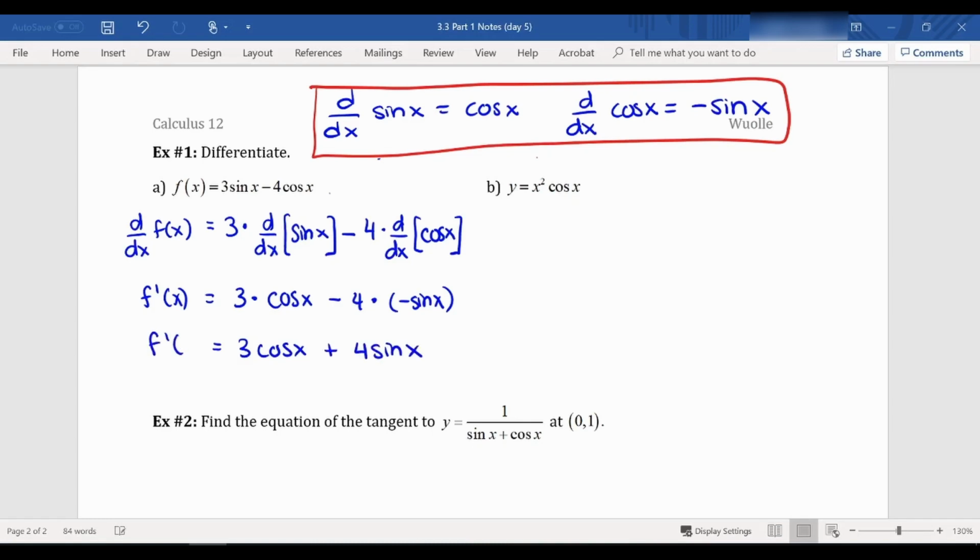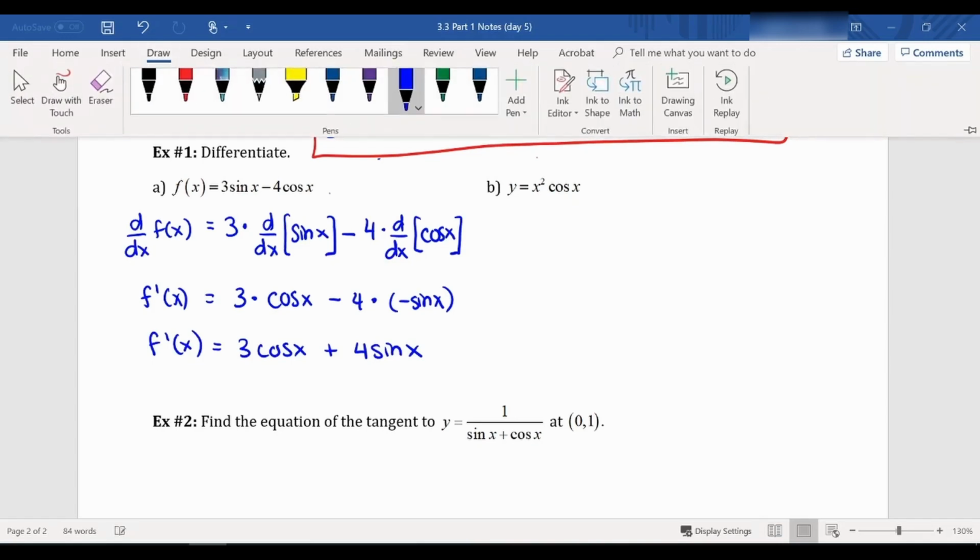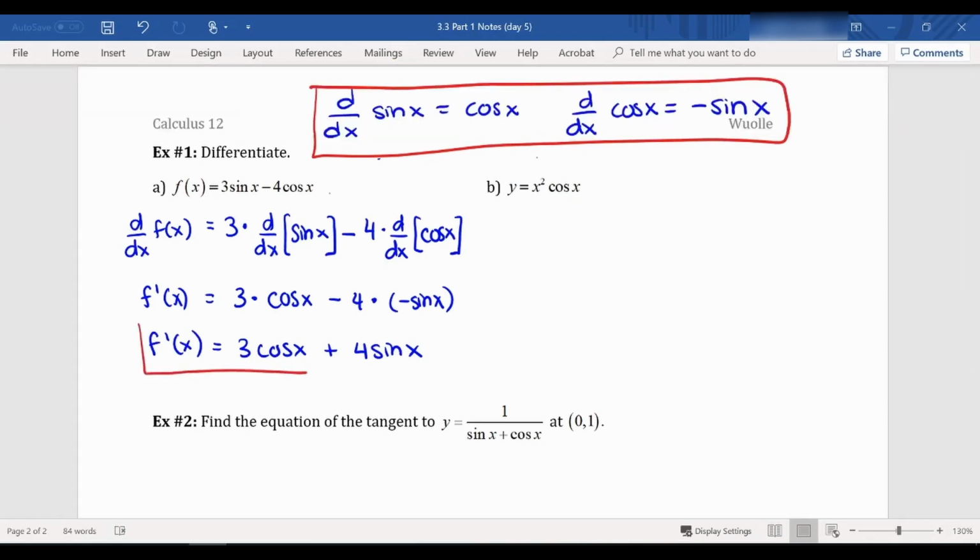Again, many of you will just go straight to this answer. You do not need to write this first line of work. This first line of work here is not necessary every time we do these constant multiple questions.